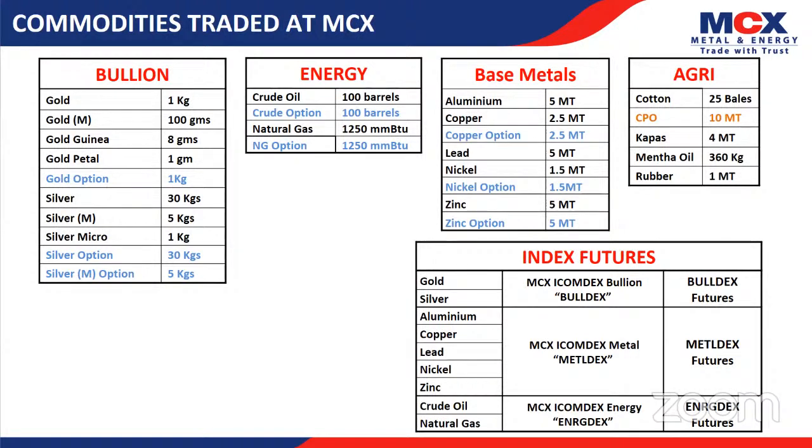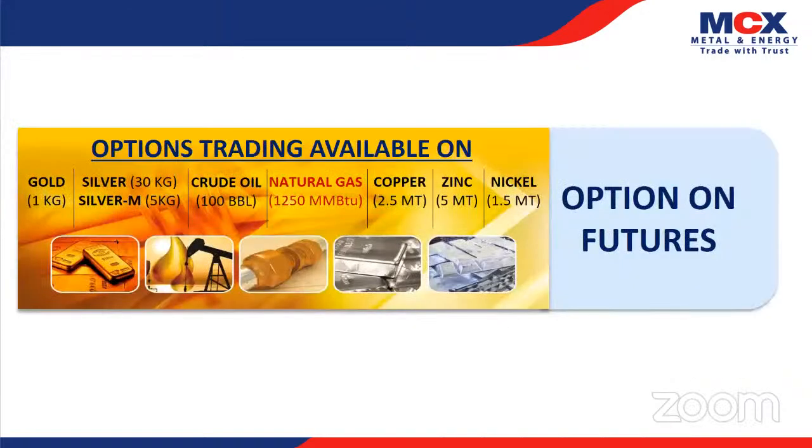Right now we have 3 segment indices. One is the bullion index, which represents movement in gold and silver. We have a metal index, which represents movement in 5 base metals: aluminium, copper, lead, nickel and zinc. And we also have the energy index, called MCX iComplex Energy, which represents crude oil and natural gas. Based on these indices, as allowed by the regulator, we have bullion index futures, metal index futures and energy index futures. So product wise, this is what we have on the exchange.